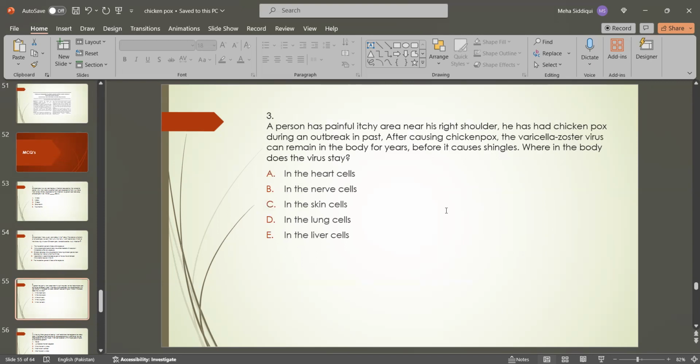MCQ number three, a person has painful itchy area near his right shoulder. He has had chickenpox during an outbreak in past. After causing chickenpox, the varicella zoster virus can remain in the body for years before it causes shingles, wherein does the virus stay: in heart cells, nerve cells, skin cells, in the lung cells, or in the liver cells? Anyone? B is the right option.